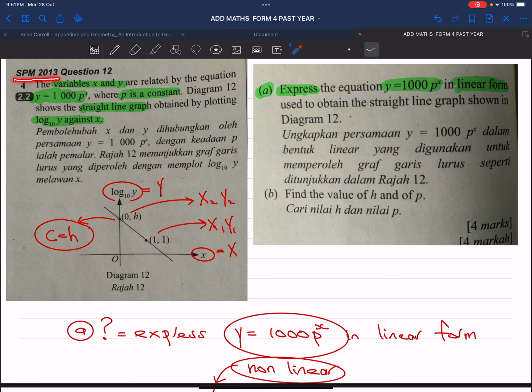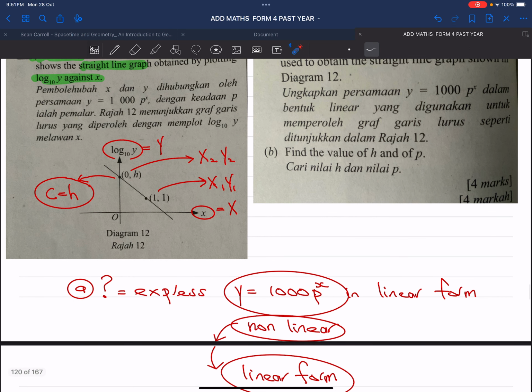SPM 2013, topic linear law. The variables x and y are related by the equation y equals 1000 p power x, where p is a constant. Diagram 12 shows the straight line graph obtained by plotting log y base 10 against x. Since we are given the graph, we go to the graph and complete the graph.